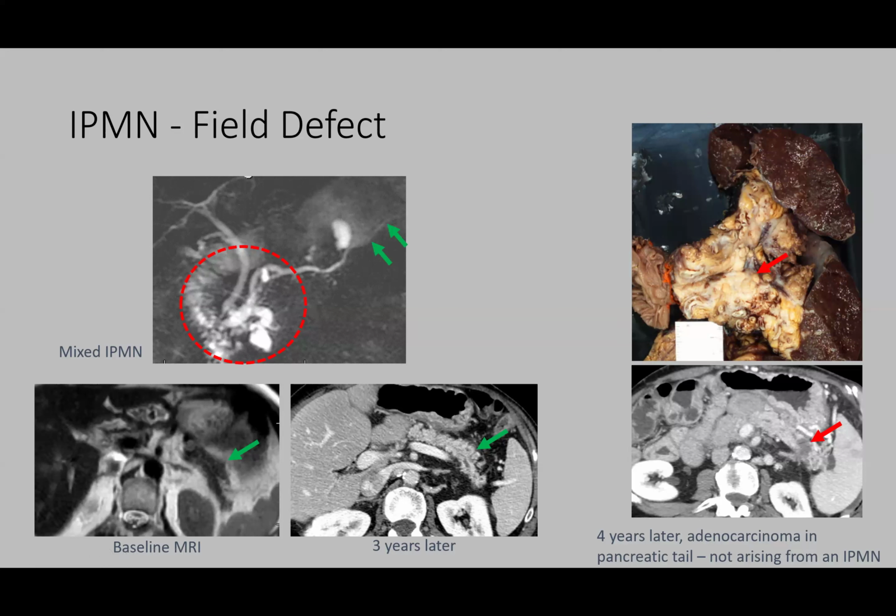Again, this is an example of field defect. So once you have an IPMN anywhere in the pancreas, the whole pancreas is at risk for malignancy. So if you are looking at a patient who's coming in for follow-up, make sure that you not only look at the IPMN that they are being evaluated for, but take a look at the entire pancreas very closely every time.